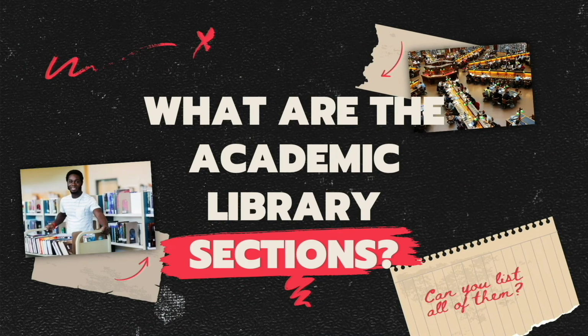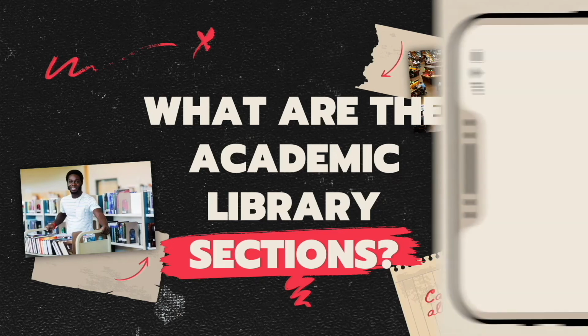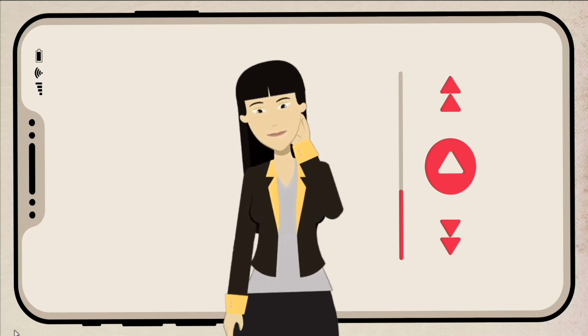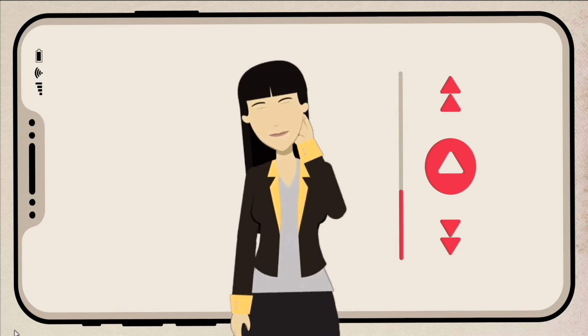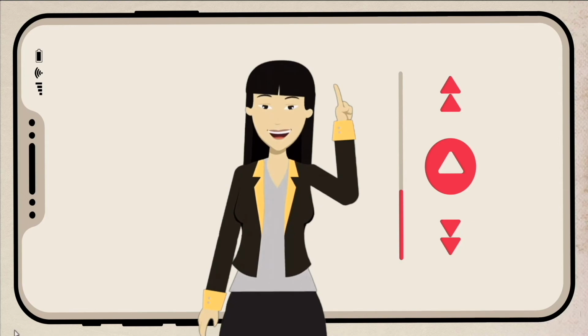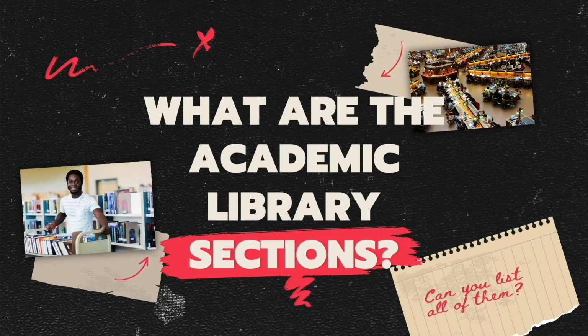What a list! Academic libraries, indeed, support the research needs of their users. From common or general sections that can be found from school libraries to university libraries, there are also sections that are specialized to serve different users and for different purposes. Now that you know all the sections, can you list all of them?